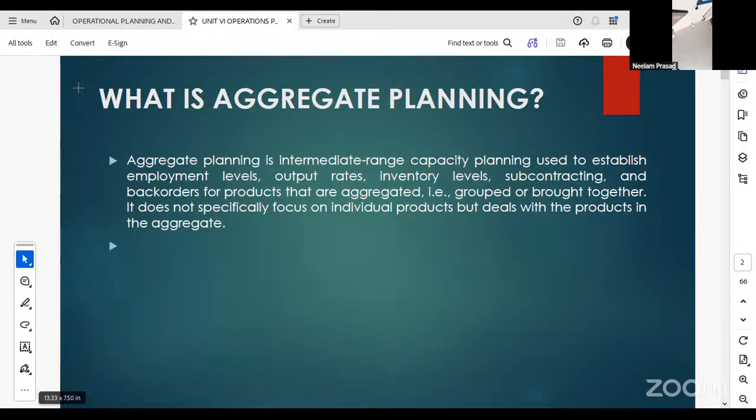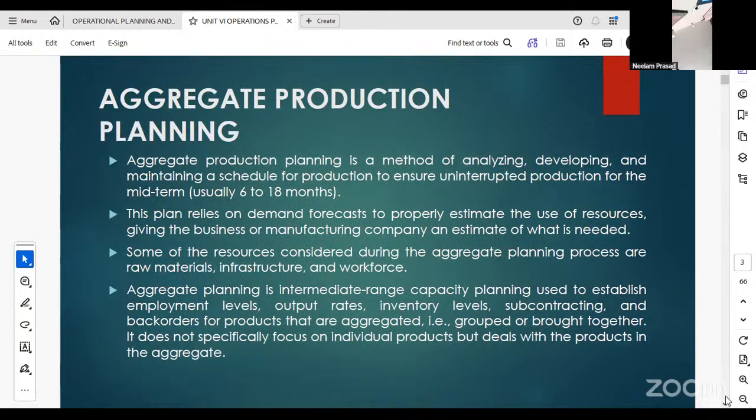Aggregate production planning is a method of analyzing, developing, and maintaining a schedule for production to ensure uninterrupted production for the midterm, usually 6 to 18 months. That is usually, but it is for a shorter term.